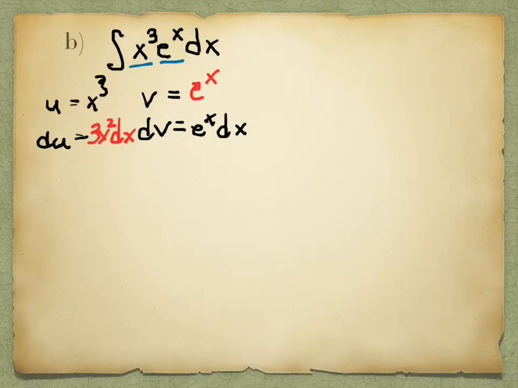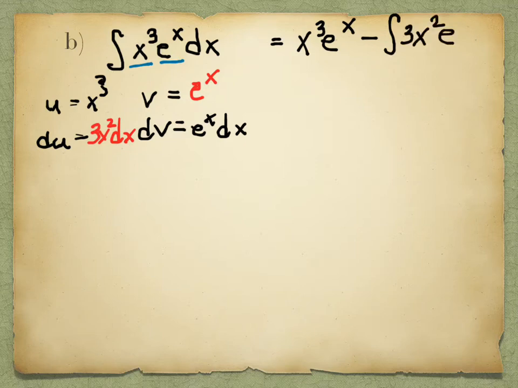All right. Okay, so I filled in the one diagonal, top left to bottom right. The next thing I do is I rewrite this as u times v, so I multiply across the top. That is x cubed times e to the x. And then I subtract the diagonal that I've written in red. Okay? So this is the integral of 3x squared times e to the x dx.